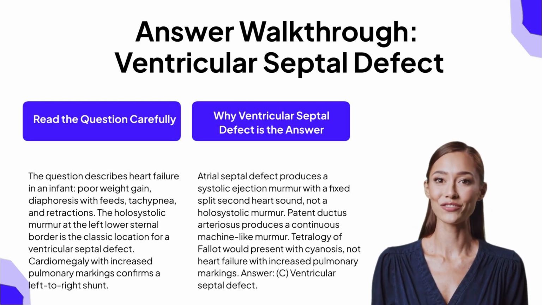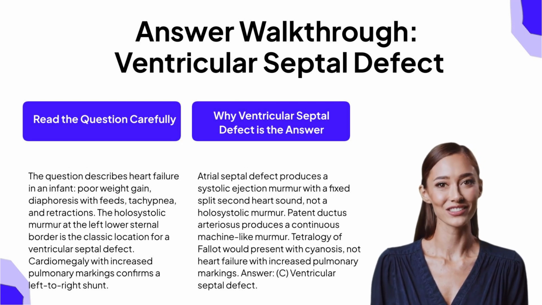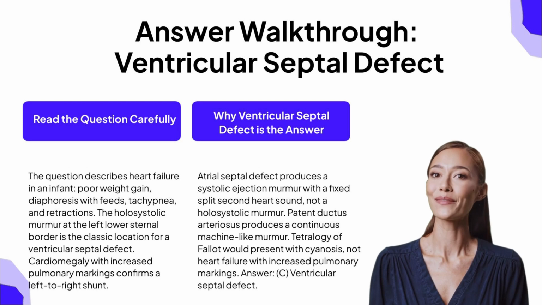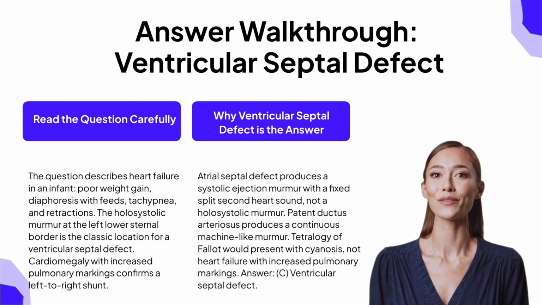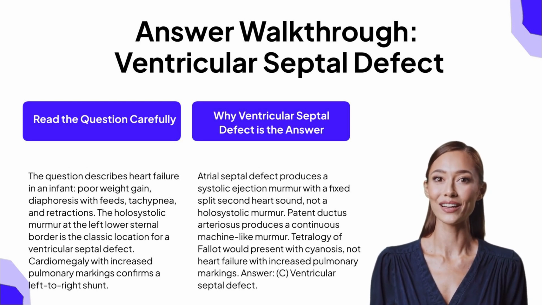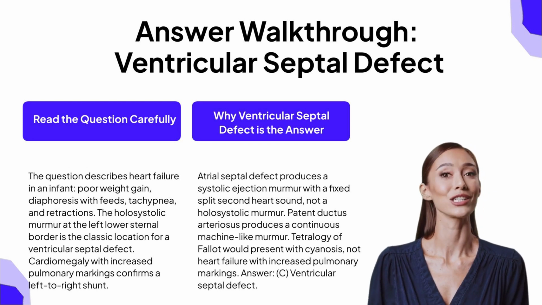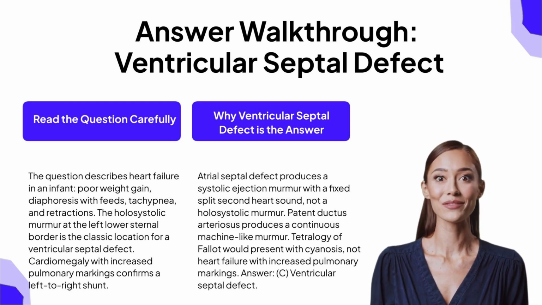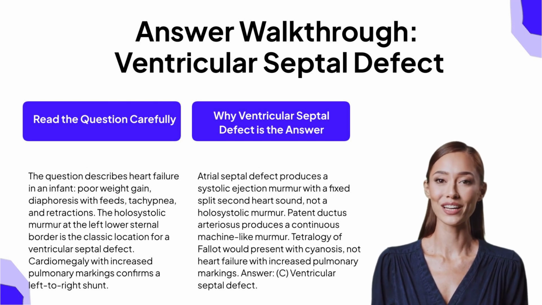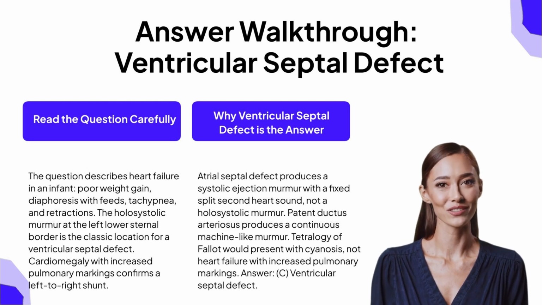This describes heart failure in an infant: poor weight gain, diaphoresis with feeds, tachypnea, and retractions. The harsh holosystolic murmur at the left lower sternal border is the classic location and character for a ventricular septal defect. The chest X-ray showing cardiomegaly with increased pulmonary vascular markings confirms a left-to-right shunt causing volume overload.